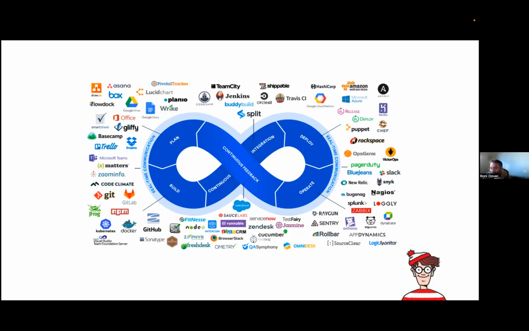you would notice that there are different segments of the DevOps process, from planning to building to continuous integration, and each of them has lots of different tools and ecosystem tools associated with them. Except for one thing, one segment in the middle of the diagram that says continuous feedback.